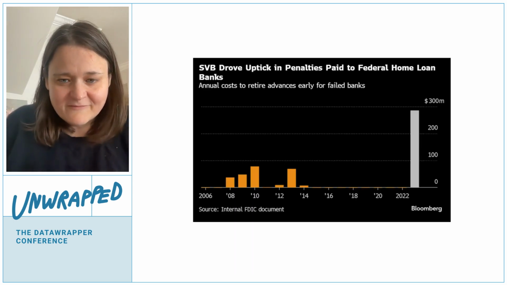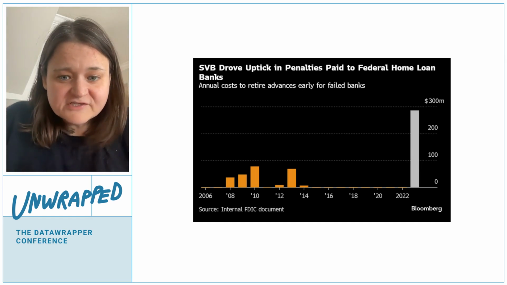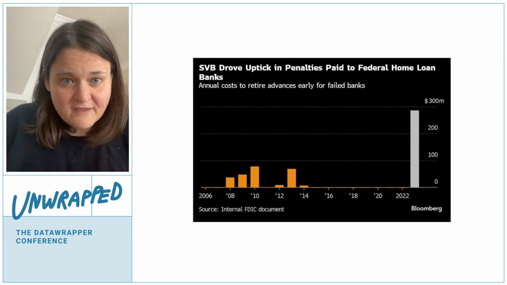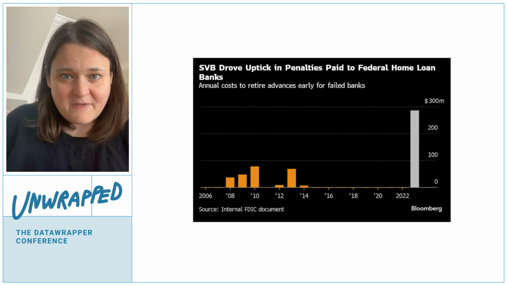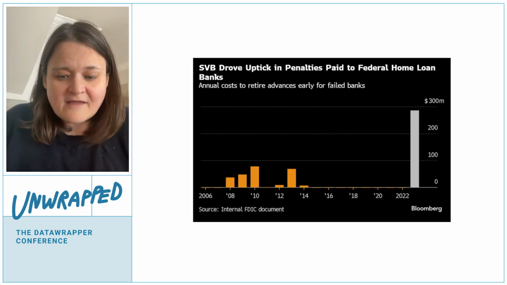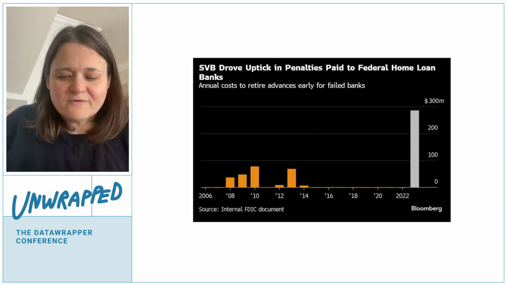This is a simple chart one of my colleagues made at Bloomberg recently. And the headline just tells you what it is. Whatever this bank did, it made the penalties paid to something else increase, right? That's a concept I don't know anything about, but the headline tells me what's going on in the chart.